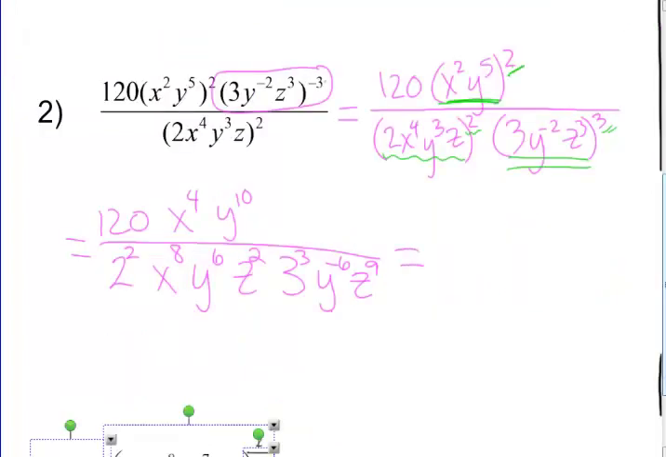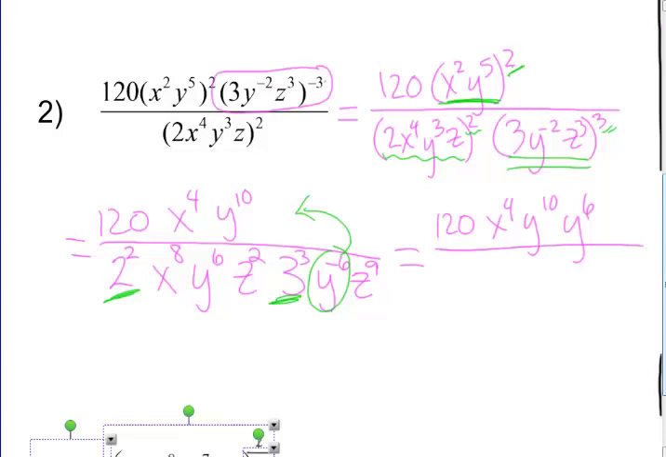Okay. Some of the things I'm going to do next, I have this negative exponent, so I'm going to put it on top so I can make it positive. That's the only negative left. And then I'm also going to simplify my numbers, okay, by just taking them to the power, 2 to the second and 3 to the third. So on top, 120, x4, y10, y6, because I moved that negative up.